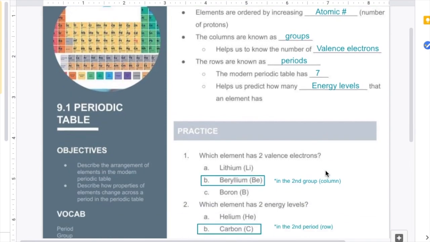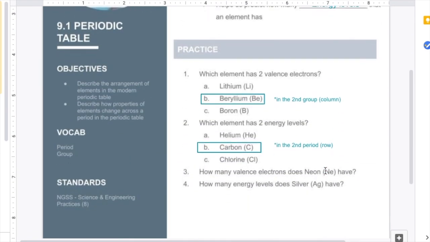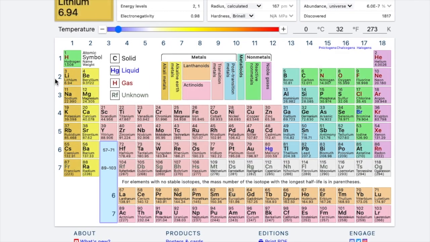Okay, so doing the practice problems, which element has 2 valence electrons? If we look in column 2 and try to match up which of these elements is in group number 2, column number 2, it is beryllium. Okay, which element has 2 energy levels? Remember, with energy levels, we're looking at the period, which is the rows. And so the element that is contained within row number 2, the period, is carbon.